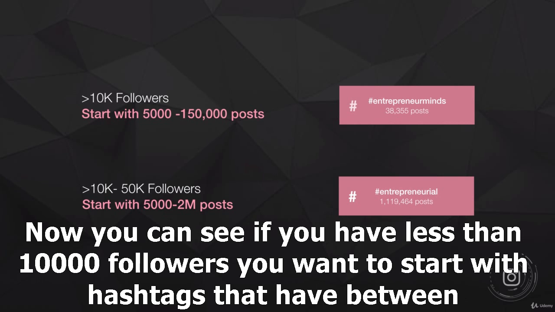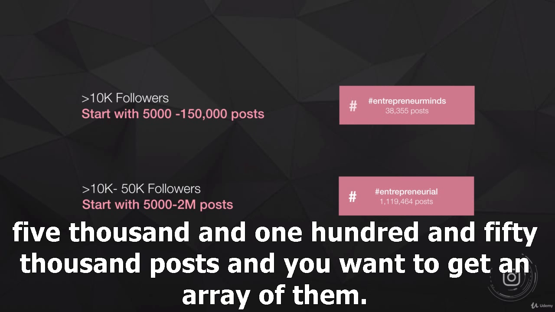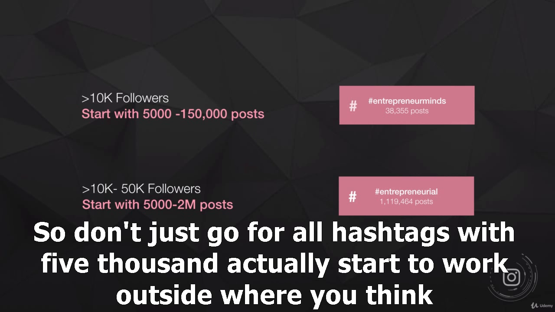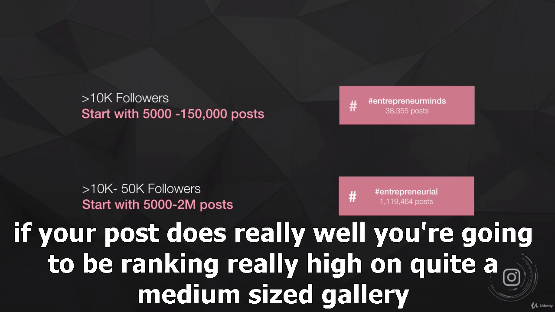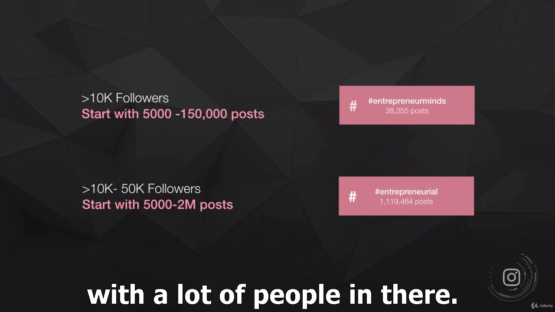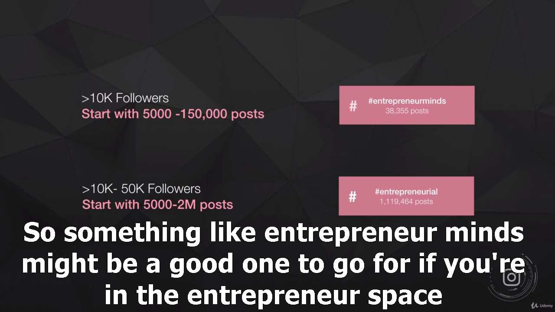Now, if you have less than 10,000 followers, you want to start with hashtags that have between 5,000 and 150,000 posts, and you want to get an array of them. So don't just go for all hashtags with 5,000. Actually start to work outside where you think you're going to be good, and you can go up to hashtags with 150,000 posts, because if your post does really well, you're going to be ranking really high on quite a medium sized gallery with a lot of people in there.